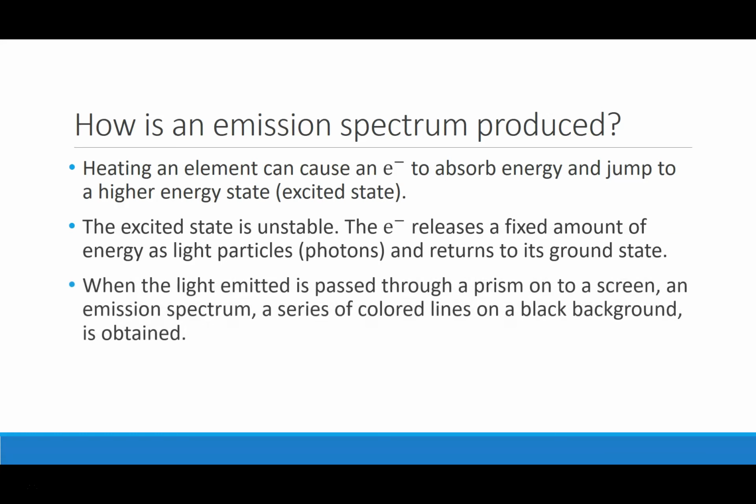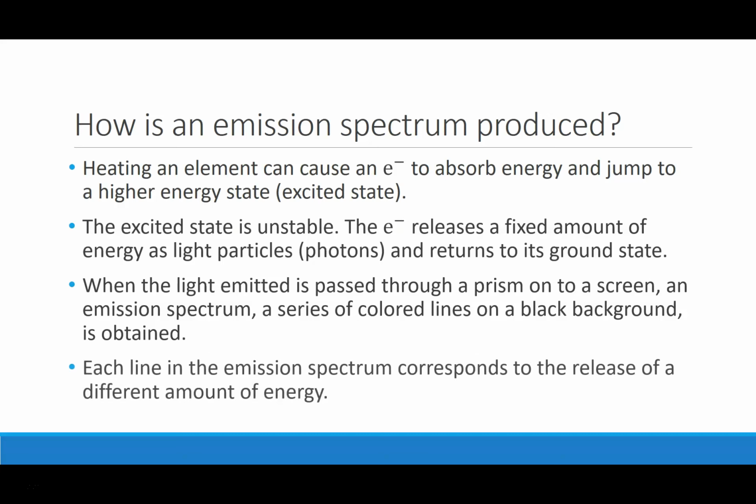When the light that is emitted is passed through a prism onto a screen, an emission spectrum is produced. The emission spectrum looks like a series of colored lines on black background. Each line in the emission spectrum corresponds to the release of a different amount of energy, as different electrons return to ground state from the excited state.